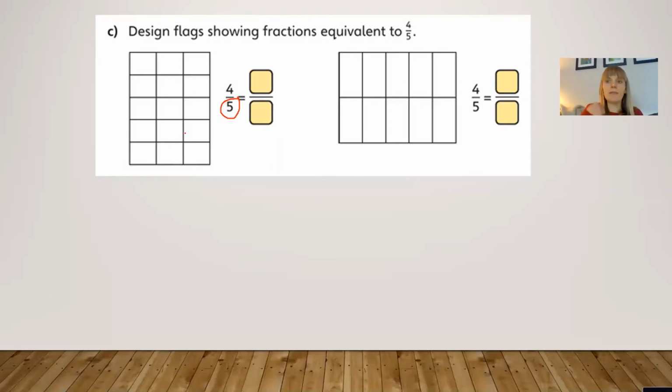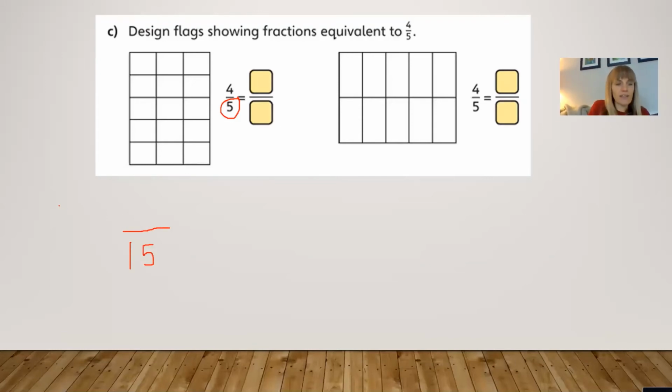Now what I'm going to do is I'm going to think, right, I'm going to count how many squares there are actually there. So I can see 1, 2, 3, 4, 5. Right, they're going down in 5. So I've got 5, 10, 15. So I'm going to write down here 15. Okay. Now, because that's how many squares are there, that's my denominator, the number at the bottom of my fraction.